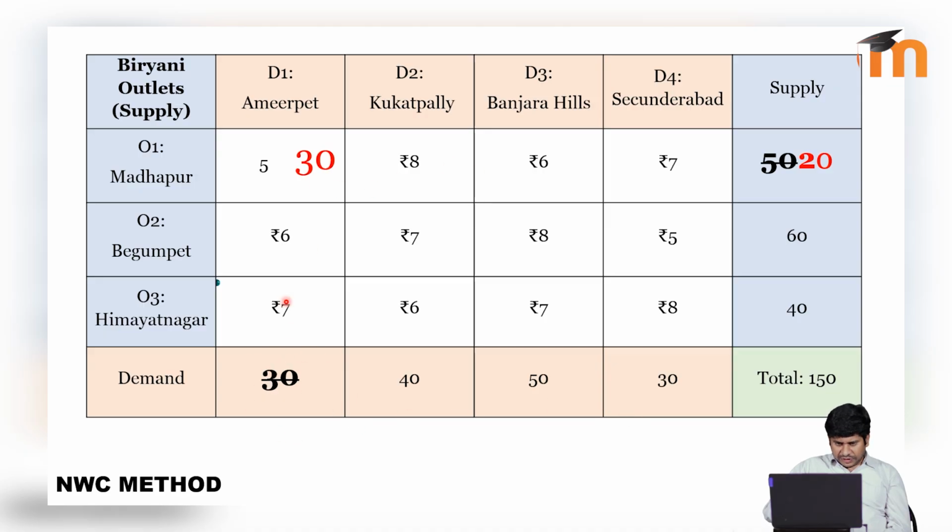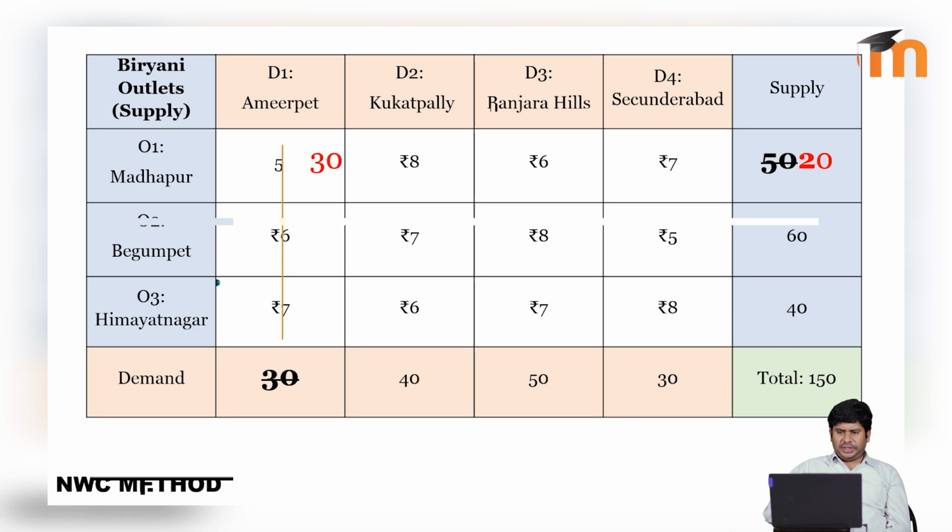What you need to do is cancel this complete column. See, I have cancelled this. That means there is no demand in Amirpet at all. Now let's go to the next stage. We have three demands: Kukatpalli, Banjara Hills, Secunderabad. In Madhapur we still have 20, in Begumpet 60, and in Himayat Nagar we still have 40.